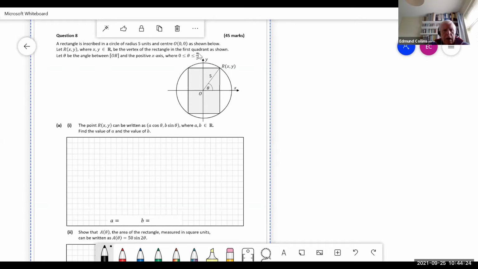But you see here, they're using the radian notation. So that's why it's important to be able to switch between degrees and radians. So first part of the question, the point R(x, y) can be written in a different format, and this is often used for denoting the coordinates on a circle, where it's written as a cos theta, comma b sine theta, again where a and b are real numbers. So the question is, find the value of a and the value of b.